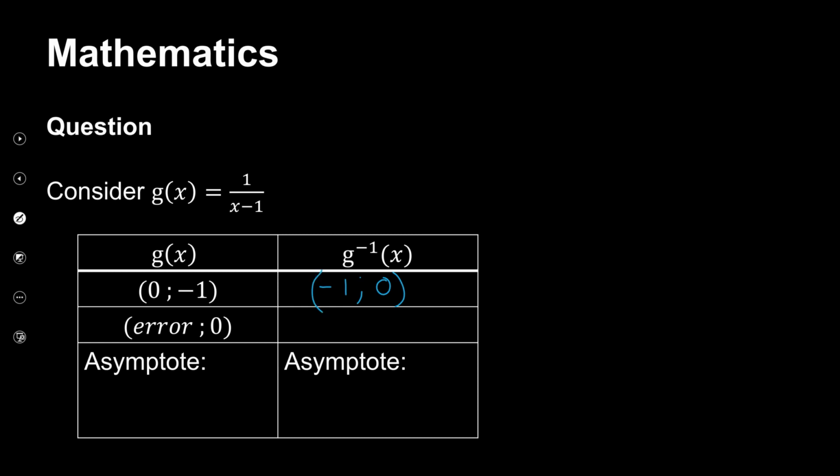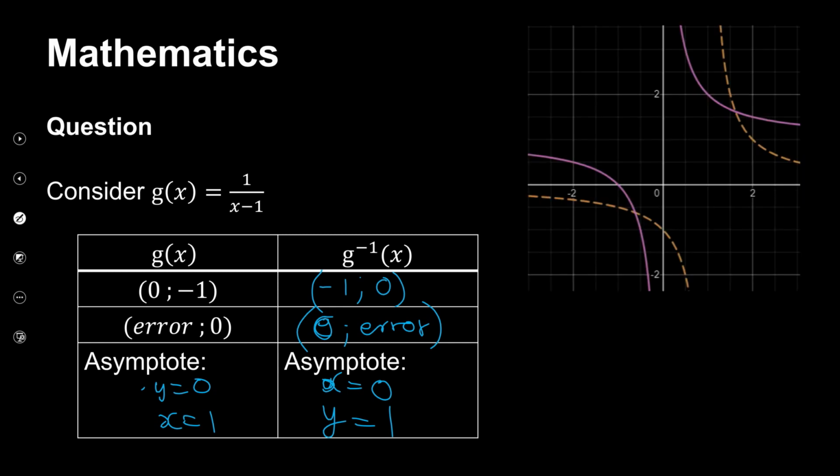And then our x-intercept was error and 0, so it is going to be 0 and error, because x cannot be there. And then our asymptote here was y equal to 0 and x is equal to 1. And then our asymptote here will be x is equal to 0 and then y is equal to 1. And then quickly on the Cartesian plane, it will look like this.